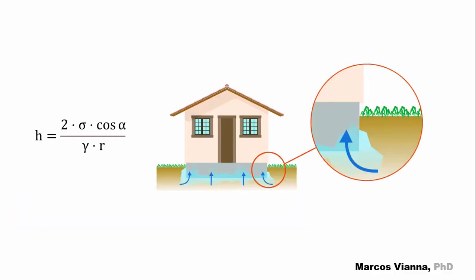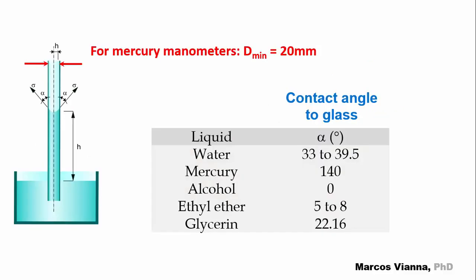The most remarkable consequence of capillarity in our activities is the infiltration that can occur in foundations of buildings. Special care must be taken in this particular item. There are minimum values for the diameters of the devices used for pressure measurement that we'll study moving forward.